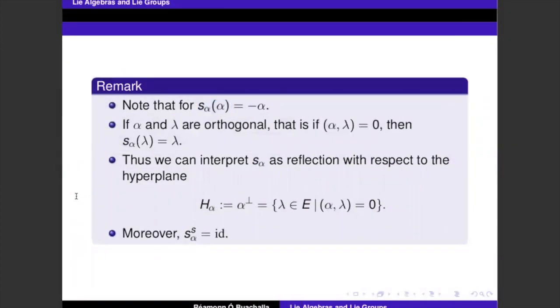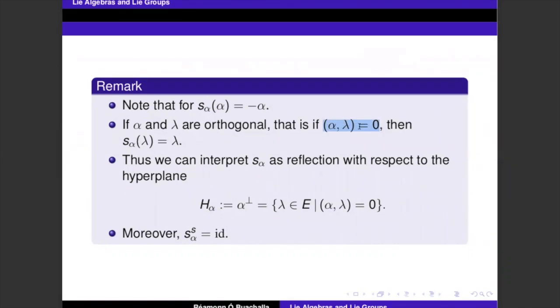So s sub alpha is going to preserve this vector. Or sorry, it doesn't preserve the vector, it sends this vector to minus itself. It's the reflection in this part. It fixes the hyperplane, as you see here. So if alpha and lambda are orthogonal, so you have something living in this orthogonal hyperplane, which is to say, in symbols, orthogonal with respect to the inner product, then nothing happens.